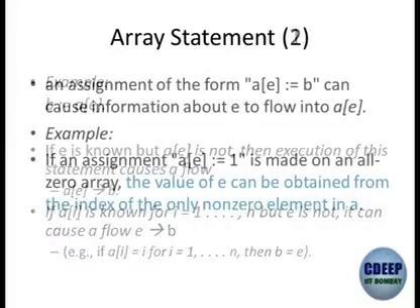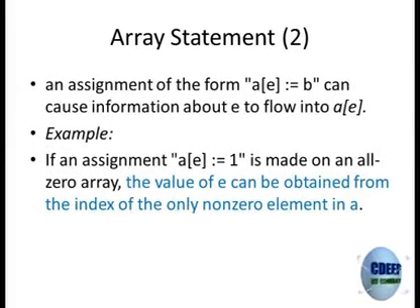So what is this that happens? An assignment of the form A of E is equal to B can cause information about E to flow into A of E. For example, if an assignment A of E is equal to 1 is made on an all-zero array, the value of E can be obtained from the index of the only non-zero element in A. So that means that here is a point that you have to consider. Now I don't know E, and now I know what are all the things that are flowing in.